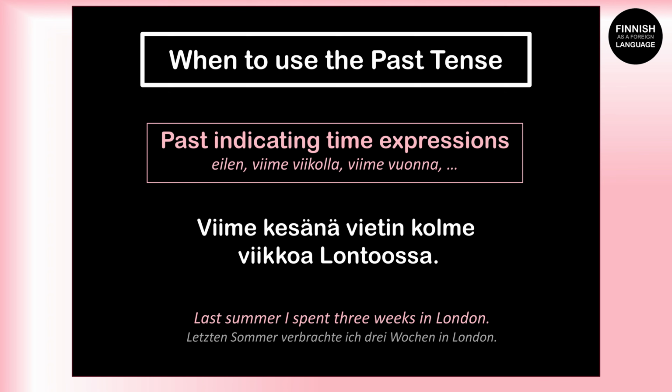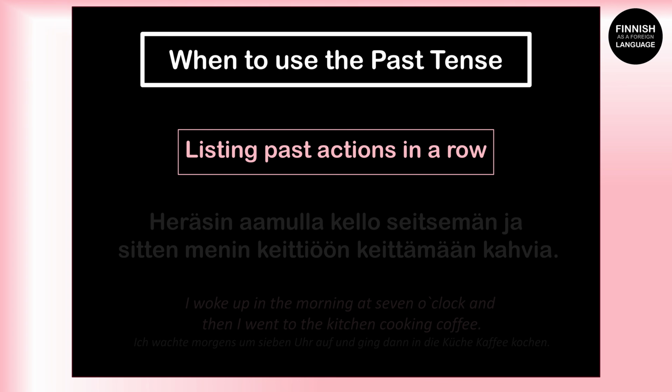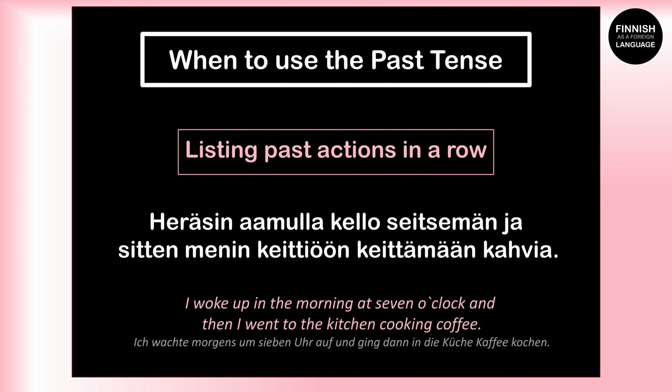The next situation where we use the past tense is when we are listing past actions in a row. For example, heräsin aamulla kello 7 ja sitten menin keittiöön keittämään kahvia. Means I woke up in the morning at 7 o'clock and then I went to the kitchen to cook coffee. So, heräsin aamulla, I woke up in the morning. Kello 7 means at 7 o'clock. Ja sitten means and then. Menin keittiöön means I went to the kitchen. Keittämään kahvia means to cook coffee. So here we see we have 2 actions that happened in a row. The first one is I woke up and then I went to the kitchen.